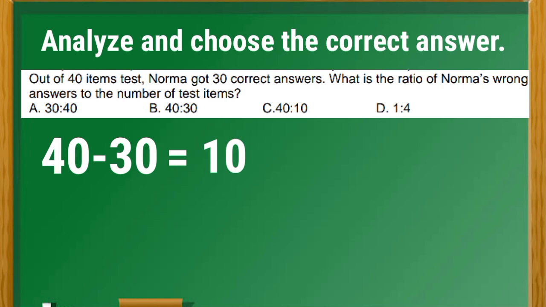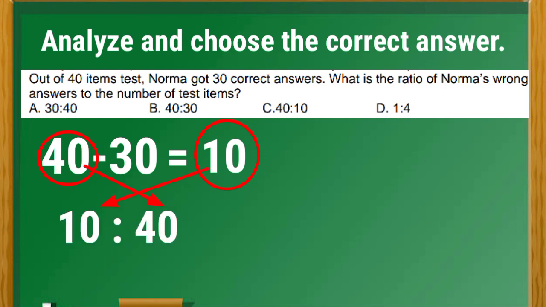How about letter D? 1 is to 4. Is it the correct answer? Yes. You might question why. The number of wrong answers that Norma got is 10, and the number of test items is 40. So the ratio is 10 is to 40.